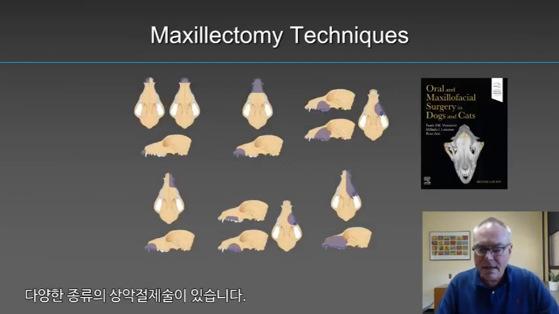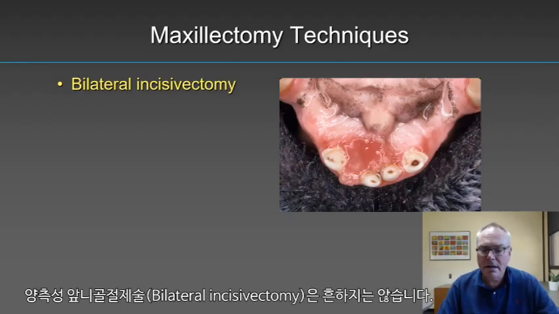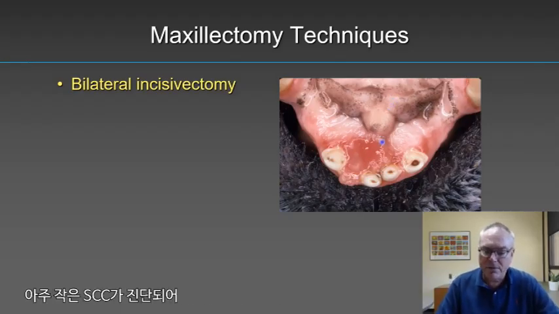So the same procedures with some modifications can be done on the upper jaw. So again, there are various types of maxillectomy techniques. Again, a bilateral incisivectomy is not commonly performed. This was a very small squamous cell carcinoma.